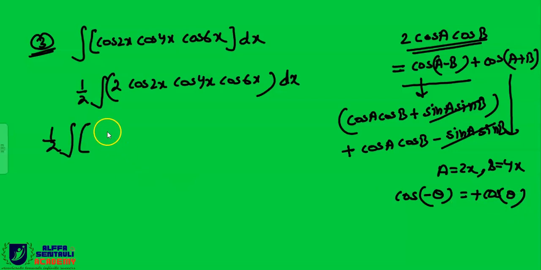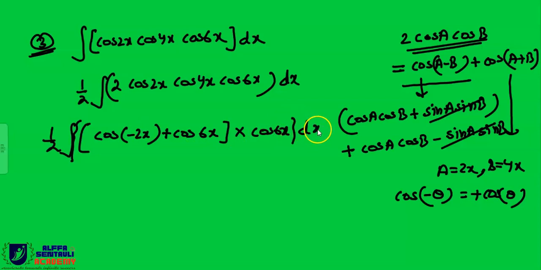So this can be written as cos(A minus B). 2x minus 4x will be minus 2x, so cos of minus 2x. Correct? Plus cos(A plus B): 2x plus 4x will give 6x. Correct, beta? This term will be written as it is. Let me write it in a bigger bracket, and this complete term will be multiplied with cos 6x.